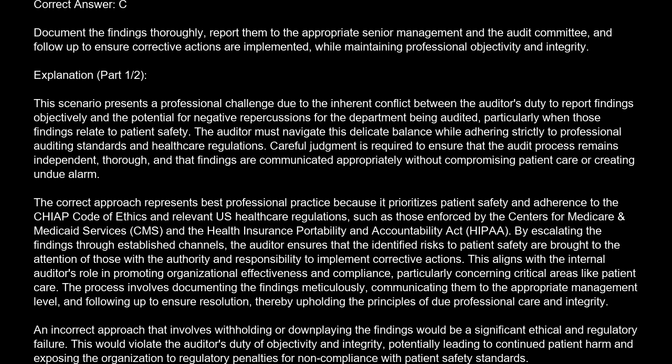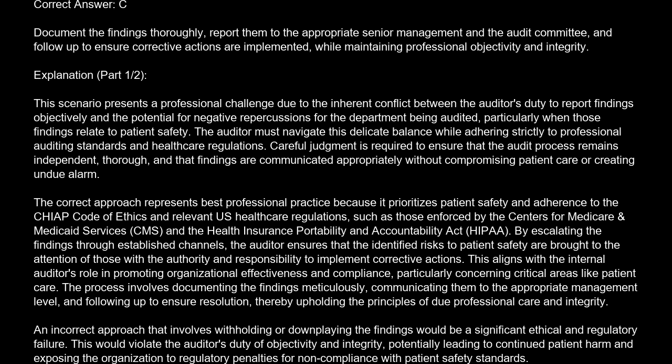The correct approach represents best professional practice because it prioritizes patient safety and adherence to the CHIAP Code of Ethics and relevant U.S. healthcare regulations, such as those enforced by the Centers for Medicare and Medicaid Services, CMS, and the Health Insurance Portability and Accountability Act, HIPAA. By escalating the findings through established channels, the auditor ensures that the identified risks to patient safety are brought to the attention of those with the authority and responsibility to implement corrective actions.